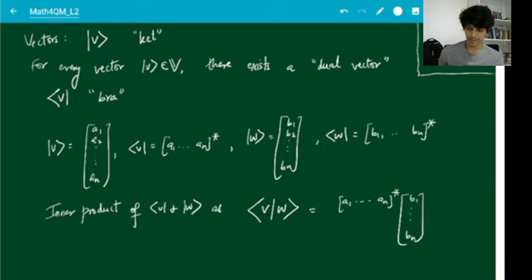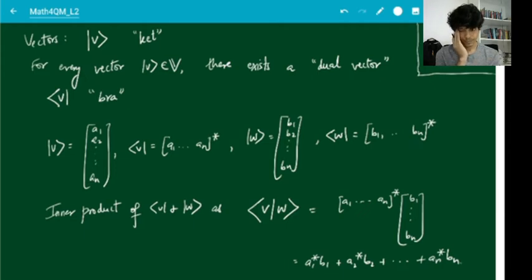So if you do the matrix multiplication, you will find that this is a1 conjugate b1 plus a2 conjugate b2 and so on, an conjugate bn. So this is the inner product of V and W. Here I am assuming that the field over which these vectors are defined is the complex field. So all your components a1, a2, an, b1, b2, bn, all of these are complex numbers. So I'm working with that understanding.